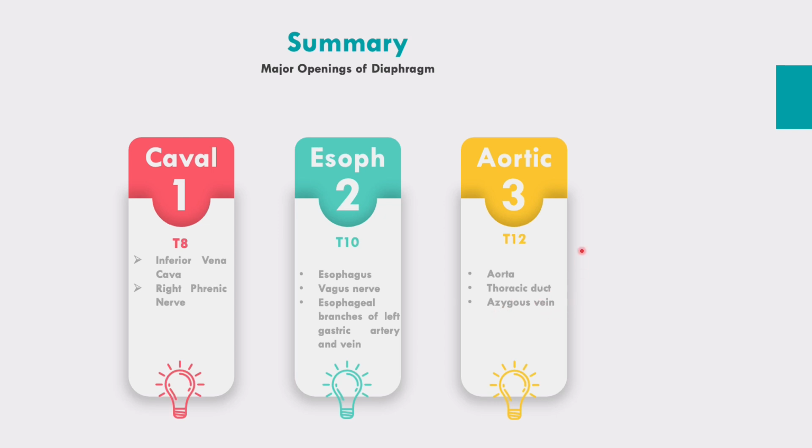Again, to highlight, the third opening, this one, is not the true opening. It's not piercing the diaphragm. So if someone asks you, what are the major structures which are not piercing the diaphragm? Yes, you are aware of this. They are the aorta, thoracic duct and esophagus vein.